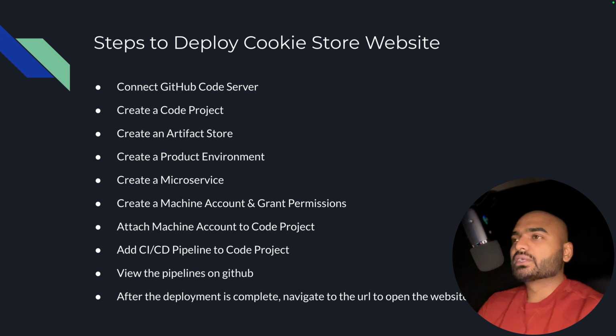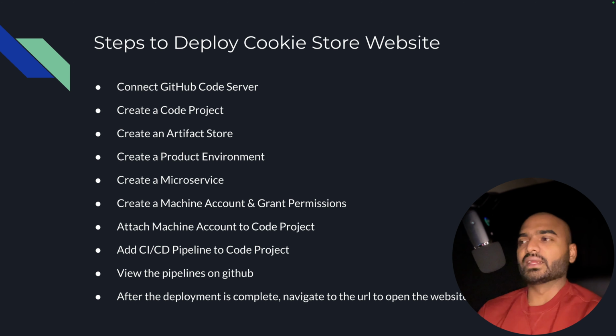So deploying Cookie Store website requires us to follow these steps. Connect the GitHub code server, which is where the source code projects are hosted. And we will create a new code project. We'll create an artifact store. We'll create a product environment. We'll create a microservice. We'll create a machine account and grant required permissions.